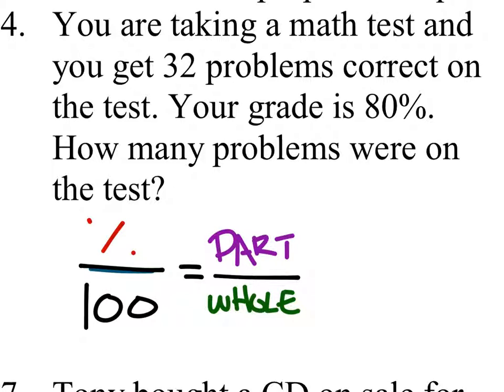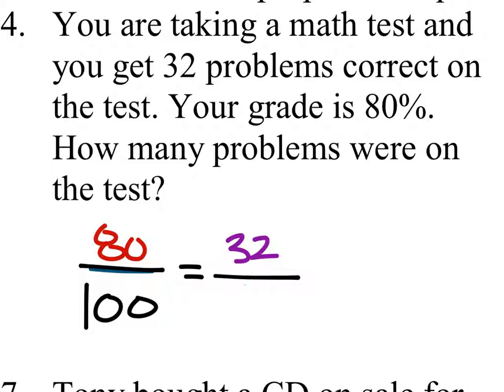So we'll fill in the percent with the percent that it gave us, 80%. Now it says 32 problems correct on the test. That's only part of the test. So that's not the whole test. So that's where we're going to put that 32 right here. Which means we want to figure out how many problems were actually on the test. Which is what it says, how many problems were on the test. That's where our x is.